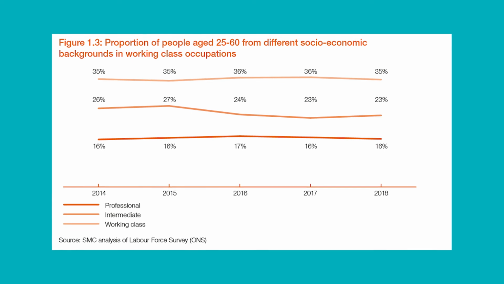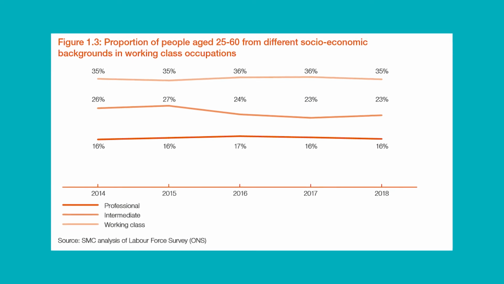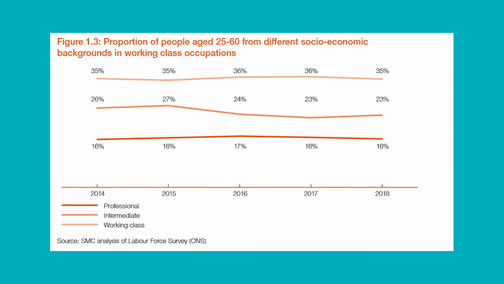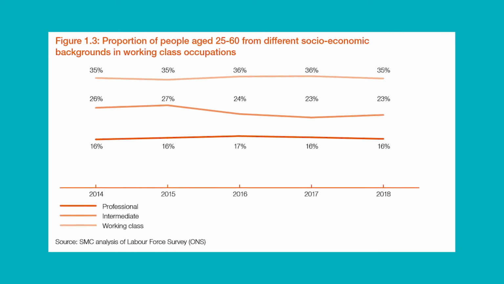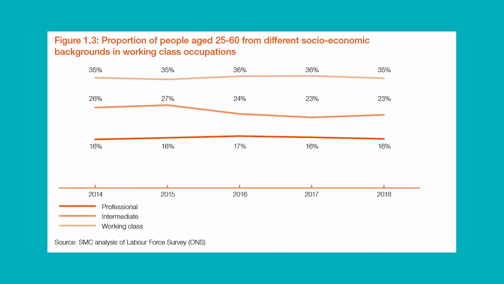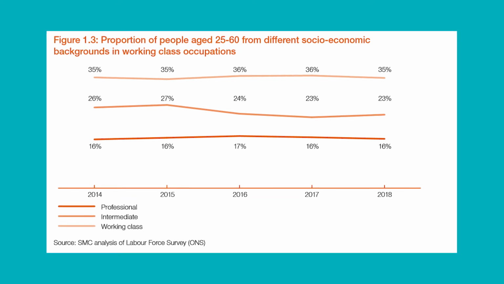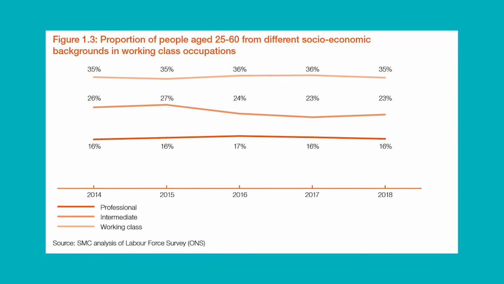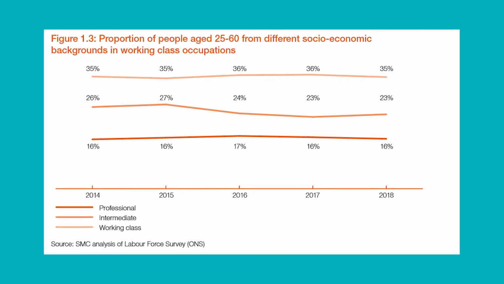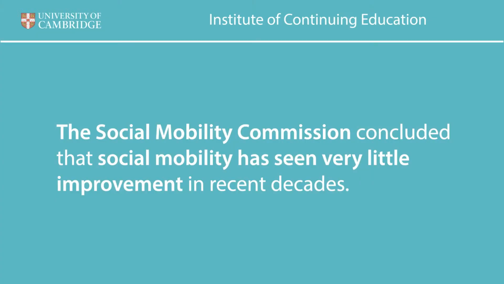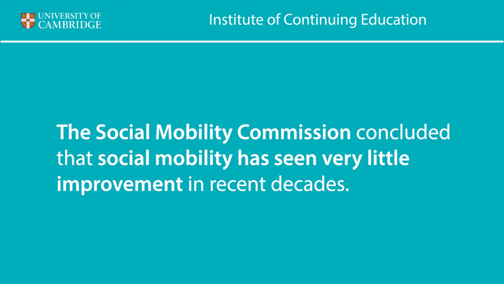Moving on, if we look at those people who actually fill working class occupations, the picture is reversed. People from working class backgrounds are still, according to the Social Mobility Commission, more than twice as likely as those from professional backgrounds to end up in working class jobs. So for example, 35% of people from working class backgrounds remain in the same social class as their parents, whereas only 16% of people from professional backgrounds end up in working class jobs. Now, I think the message from this Social Mobility Commission report is relatively clear. The Social Mobility Commission conclude that social mobility has seen very little improvement in recent decades.